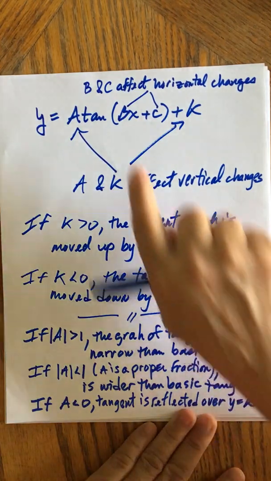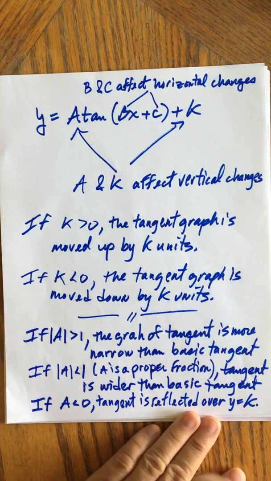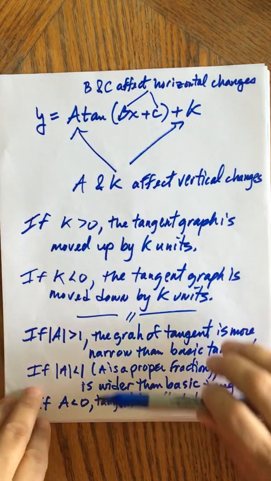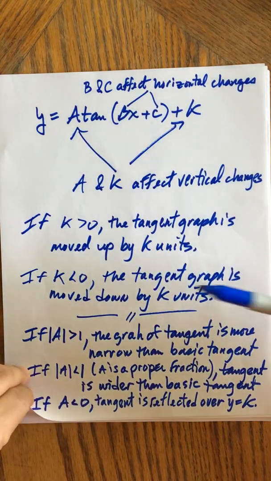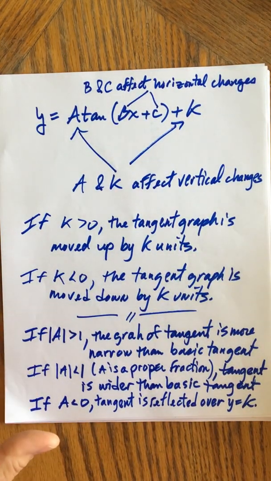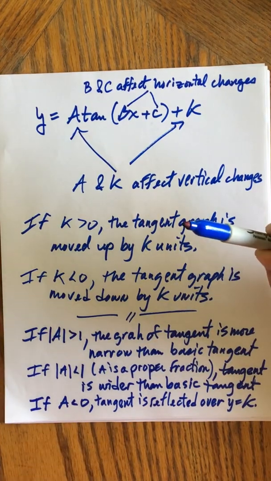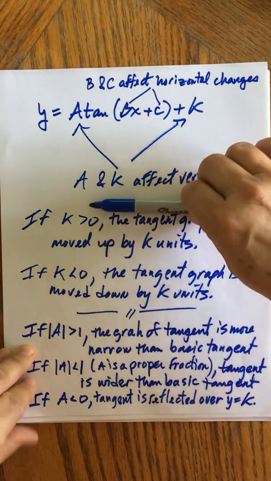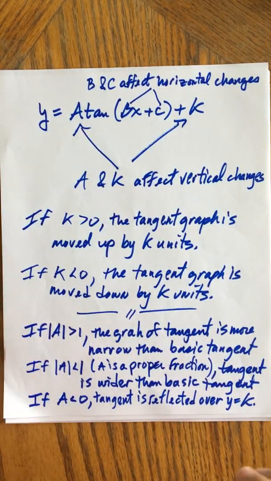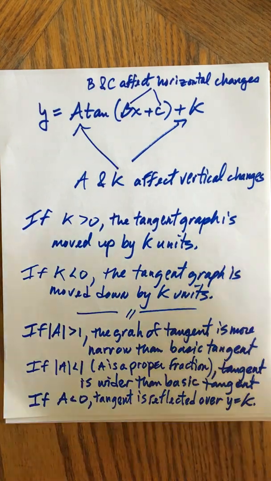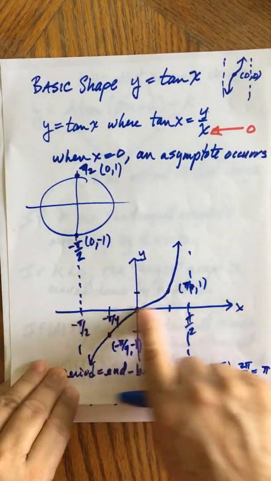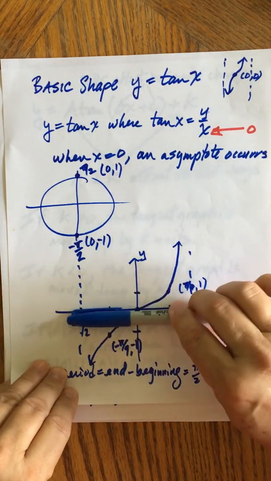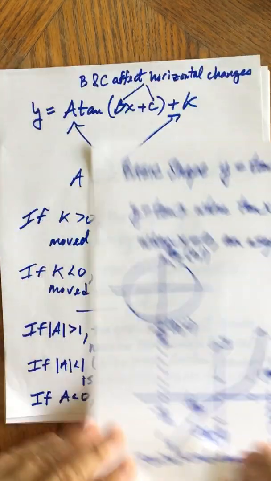B and C affect the horizontal changes. A and K affect vertical changes. So if K is positive, the tangent graph is moved straight up from the normal y equals 0. It's moved straight up if K is positive, and it's moved straight down if K is negative. And from what? From the regular axis, which in this case was the horizontal axis, and that's y equals 0. So it's the x-axis, but the actual equation is y equals 0. Right? So this is y equals 1, y equals 2, y equals 3, that kind of thing.